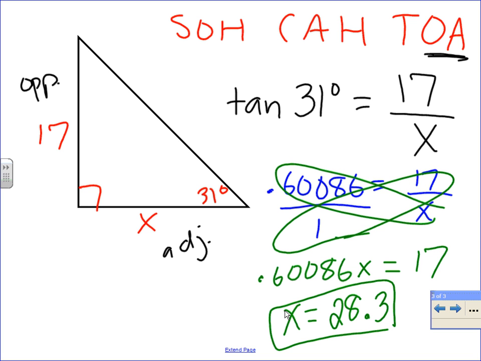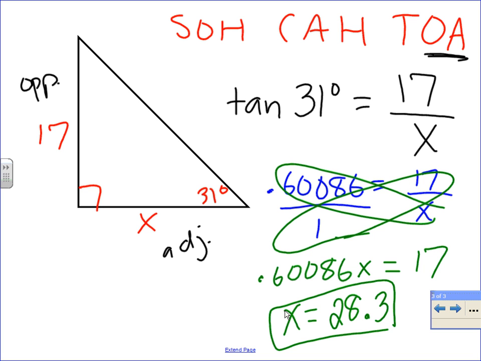How do I know to use 31 degrees and not 90 degrees? Don't ever use 90 degrees. You always use the other angle that they give you. Tangent is always opposite over adjacent. Always. Okay? Justin?